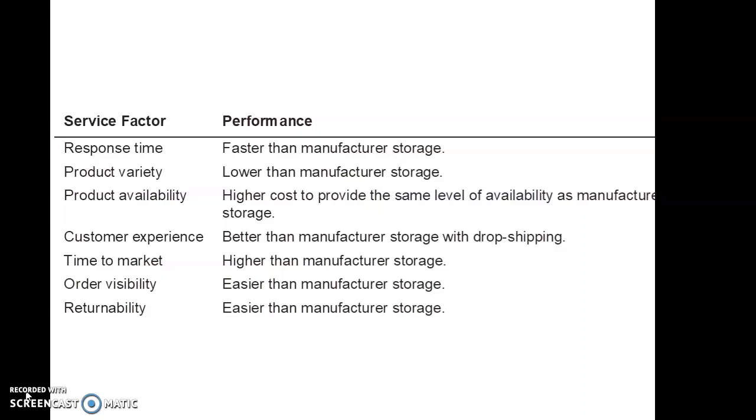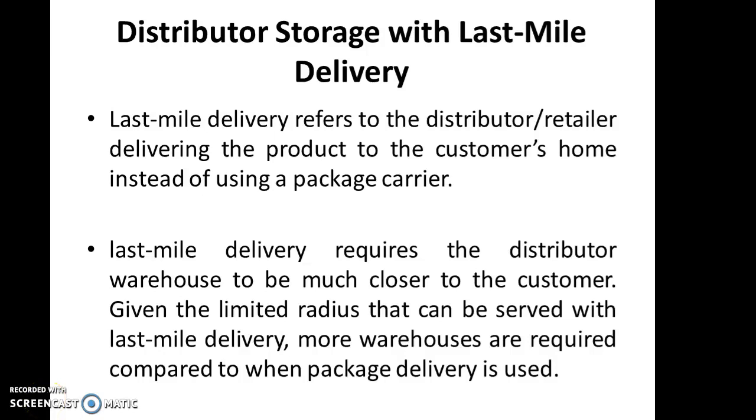problem in the product. Next, we are going to see the fourth distribution network design, that is distributor storage with last mile delivery. What is last mile delivery? It means that the distributor or the retailer delivers the product to the customer's home directly instead of using a package carrier. Last mile delivery requires the distributor warehouse to be much closer to the customer, because only then can they deliver the products directly to the customer's home.